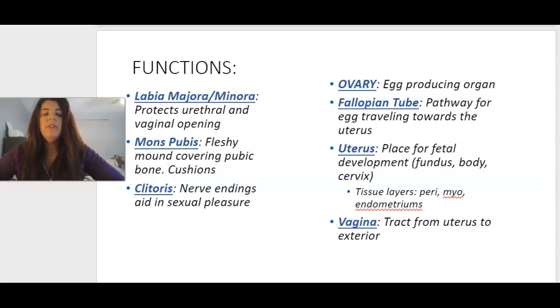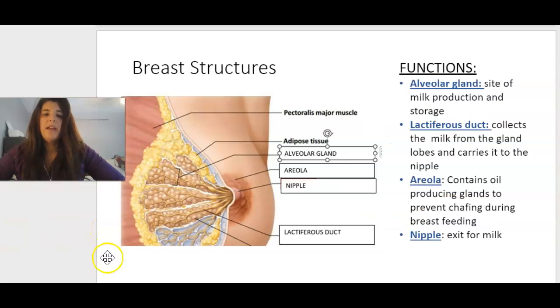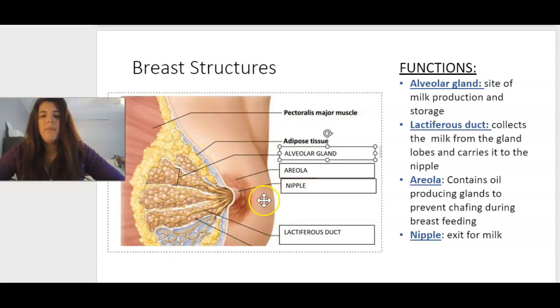So those are the reproductive organs of the female. We also are going to look at the structure of the breast because it's also going to play an important role in terms of milk production. You can see here the outside structures, which are going to include the areola and the nipple. And then inside, there are going to be these alveolar glands and then the lactiferous ducts.